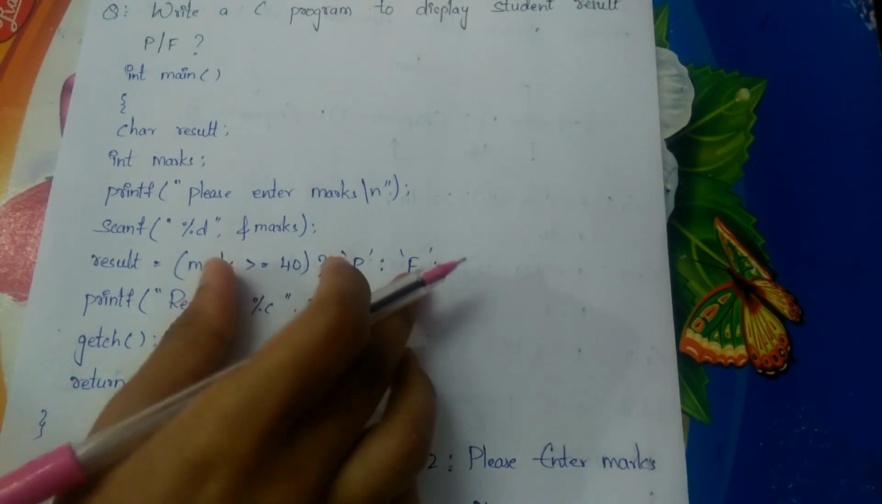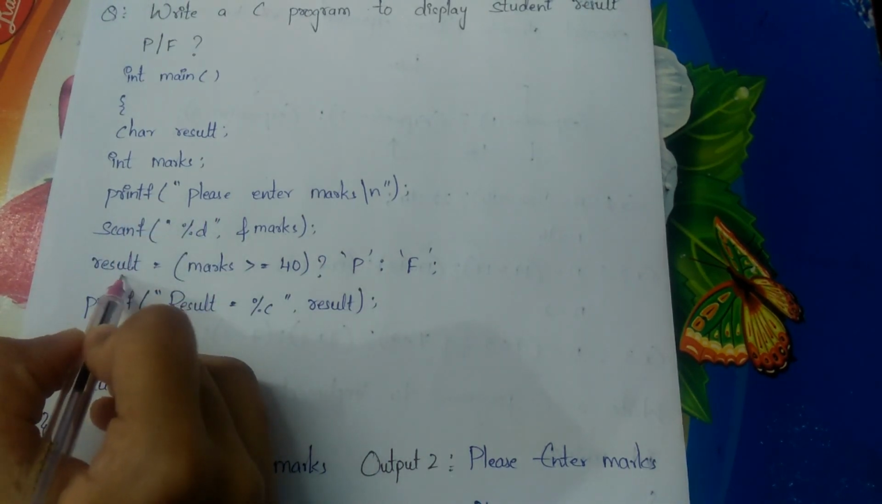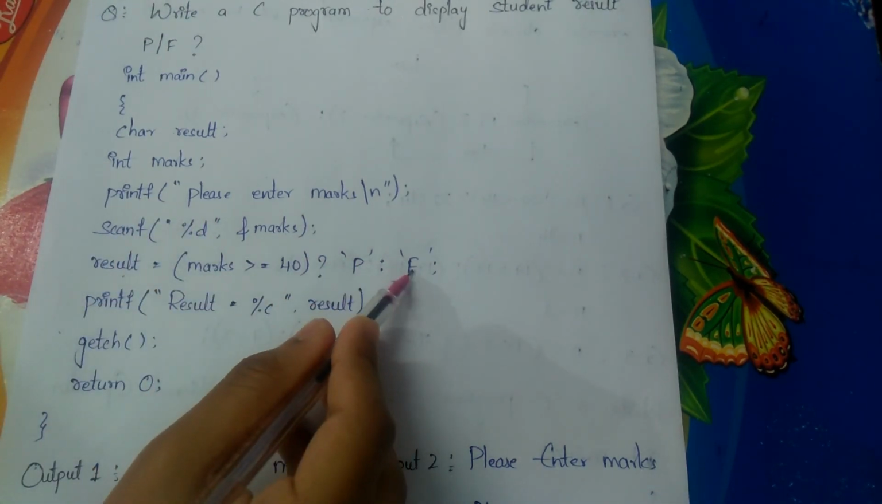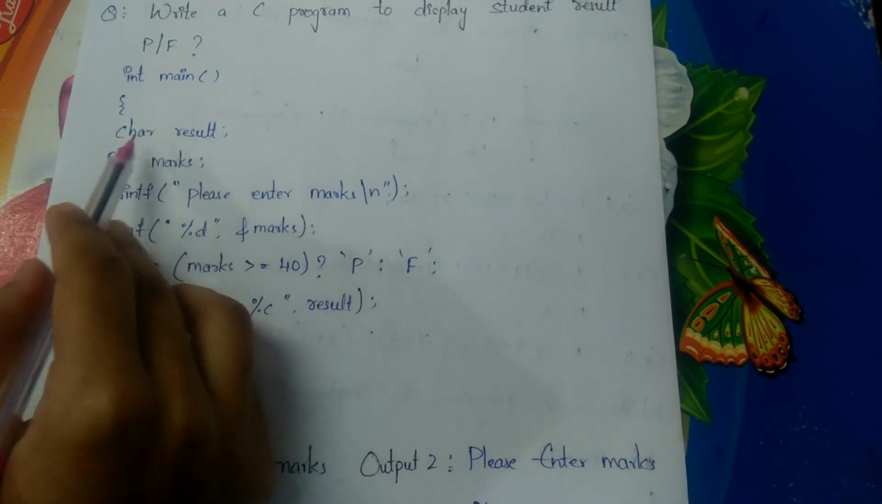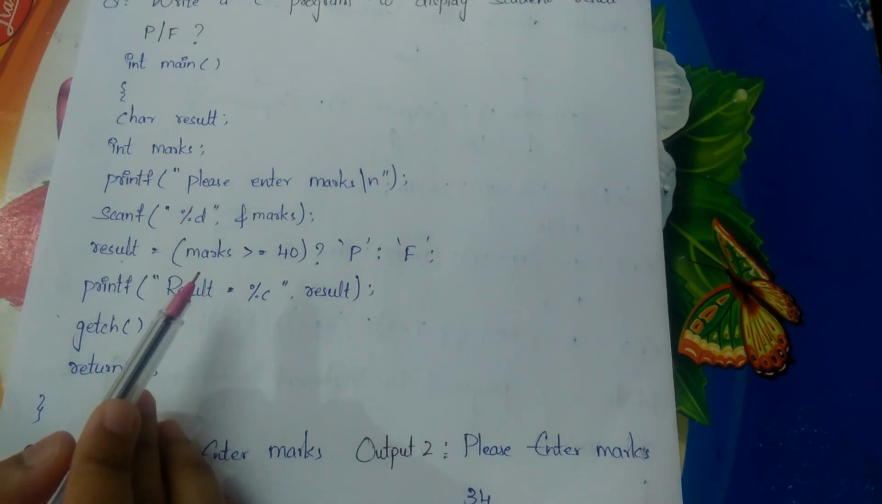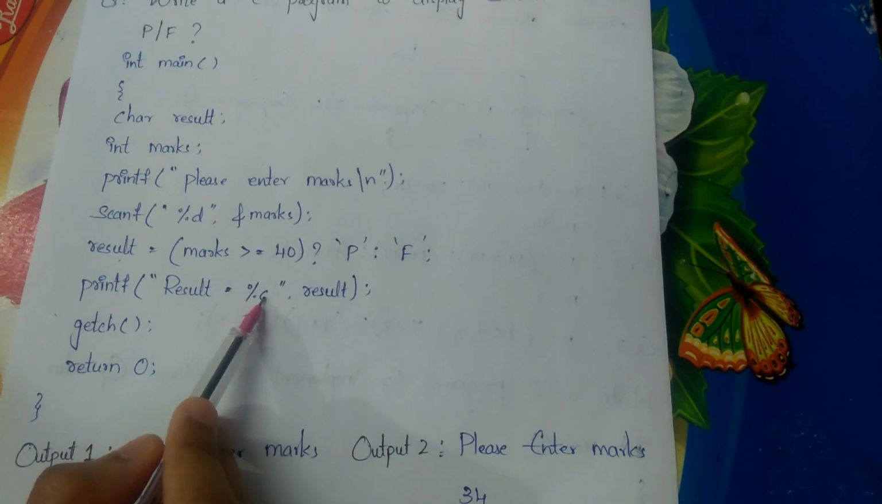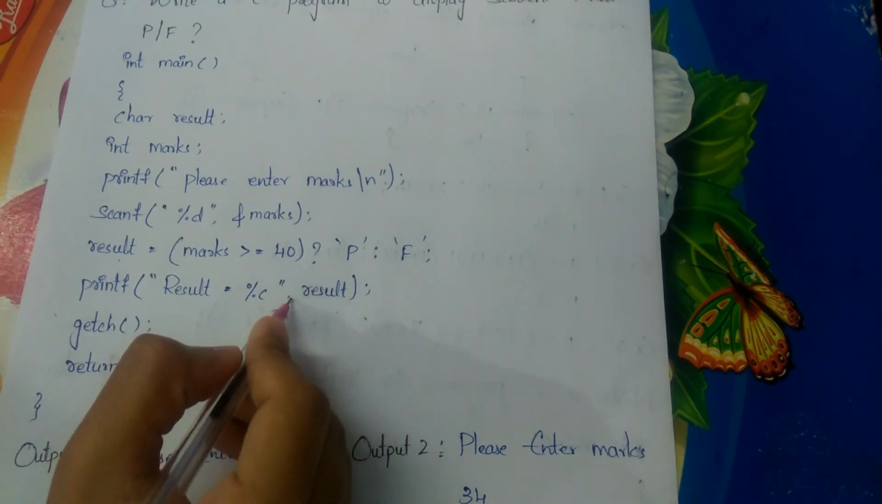Now everything will be stored in the variable result. Because in result we are storing either P or F, that's why I am declaring the variable result with the data type char. Now finally this statement will be printed: printf result equal to %c, comma result.